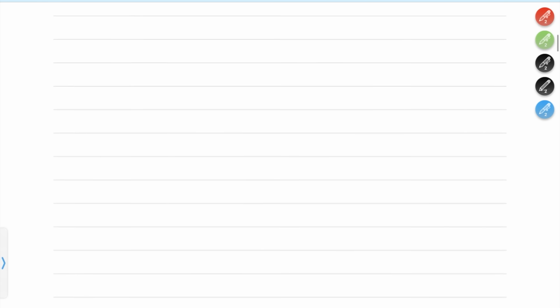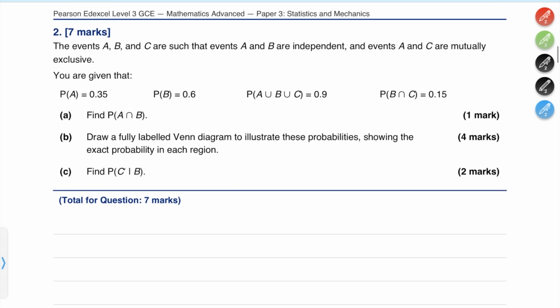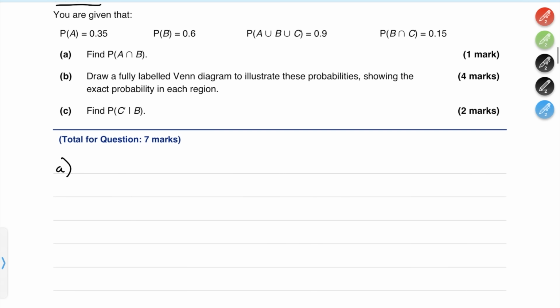Now we can move on to question 2, which is some probability. We are given that there's A, B, C. A and B are independent, and A and C are mutually exclusive. First question, find the probability of A intersection B. The probability of A intersection B is going to be equal to the probability of A multiplied by the probability of B, as A and B are independent.